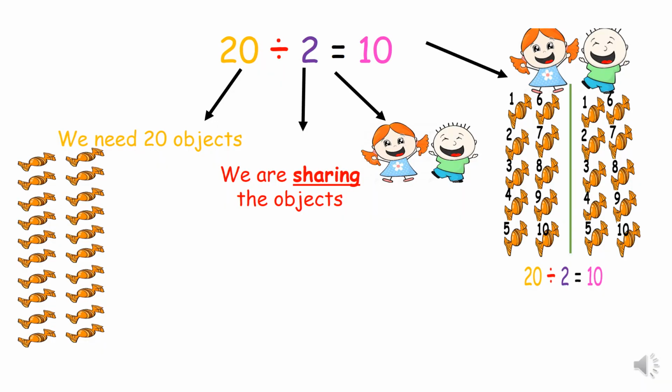So our number sentence now says 20 divided by 2 equals 10. Now remember, that's the same as halving. So half of 20 is 10. Now remember, we did this by sharing.